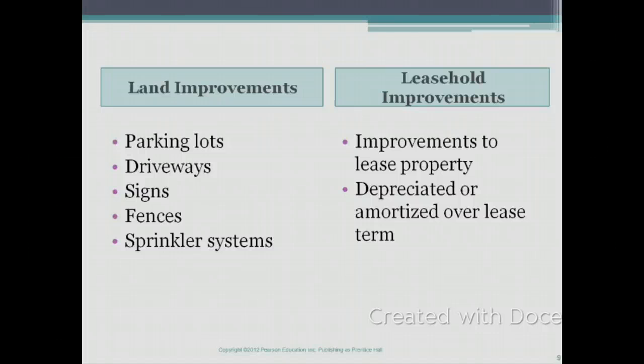We're now going to talk about leasehold improvements, so you can skip that section in your chapter.